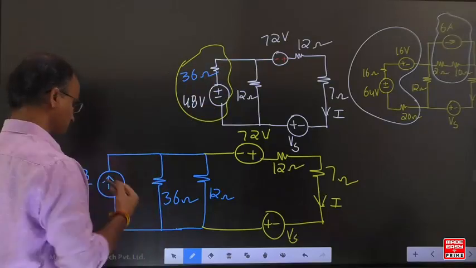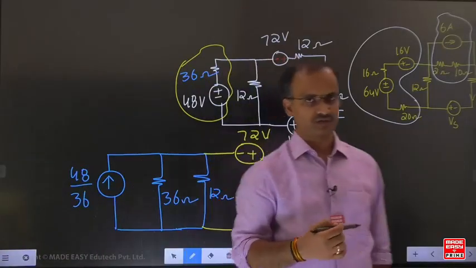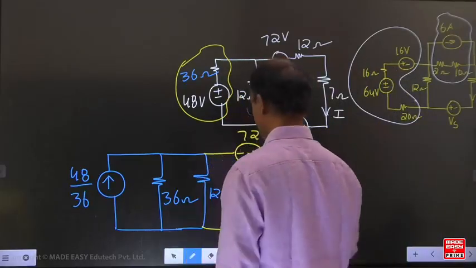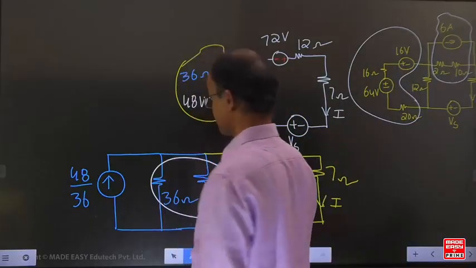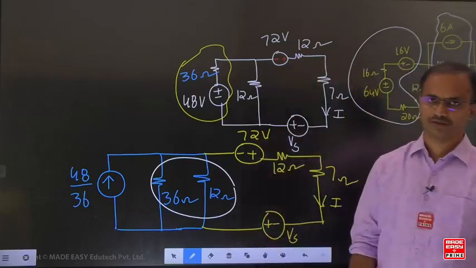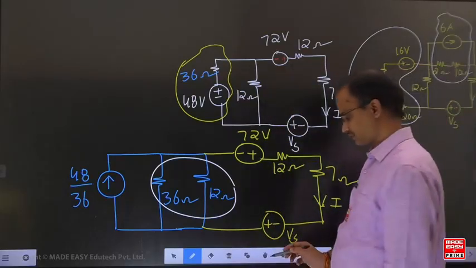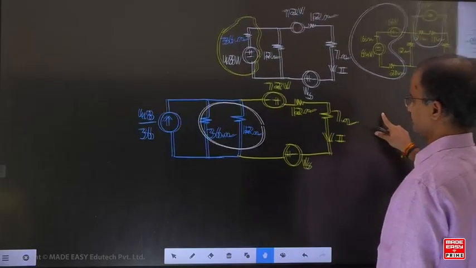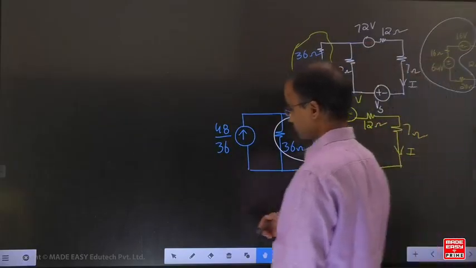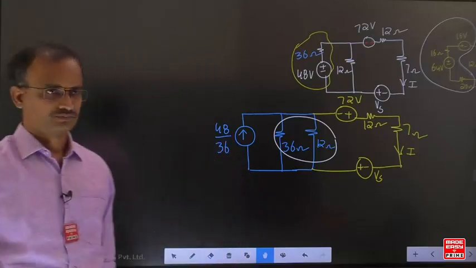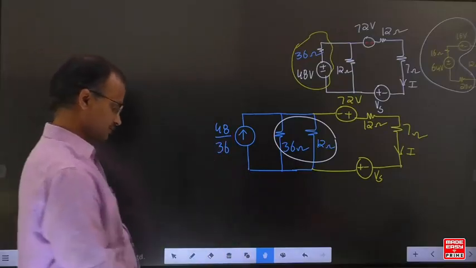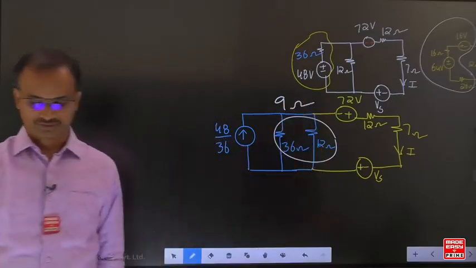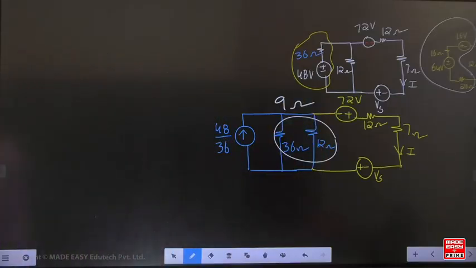What about this other voltage source? Try to convert this voltage source into an equivalent current source. Can you simplify this one? 36 and 12 are both connected in parallel. What is the equivalent resistance for this one? Check it out. I think it is 9 ohms. Verify the answer.